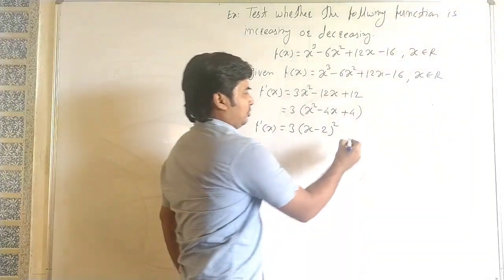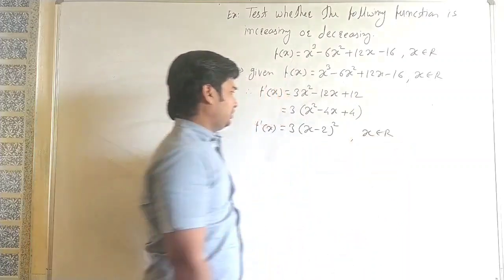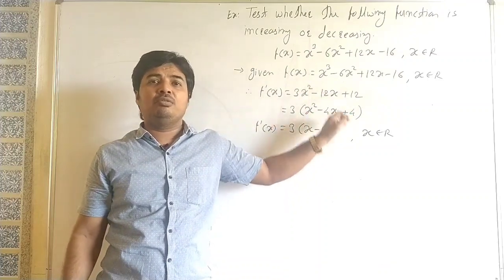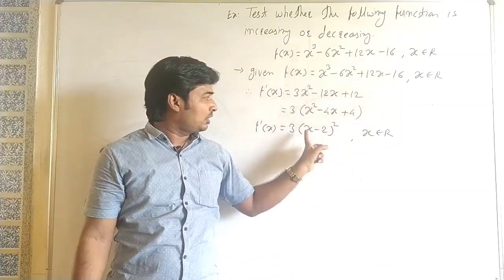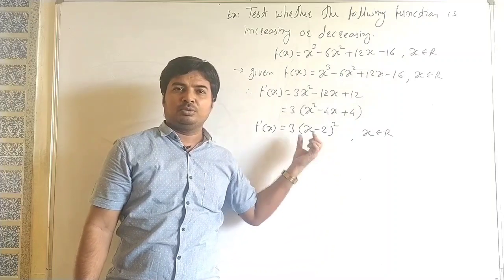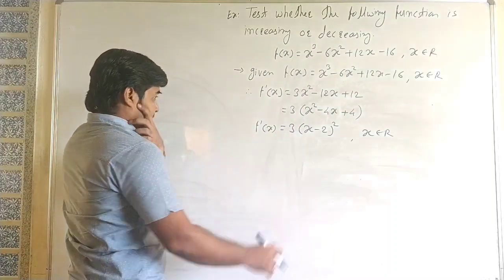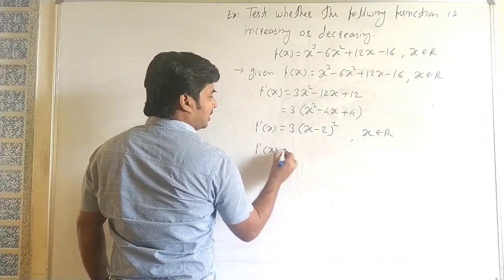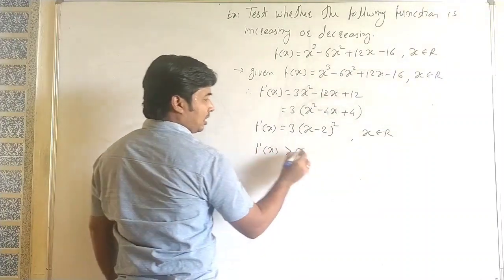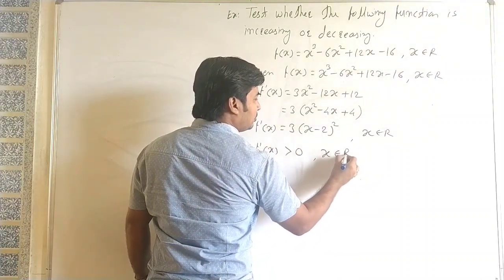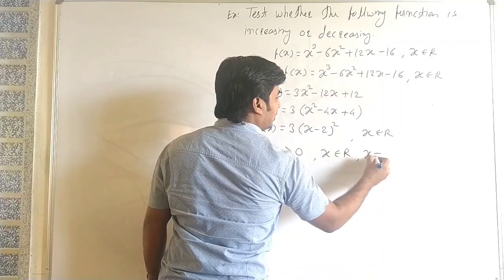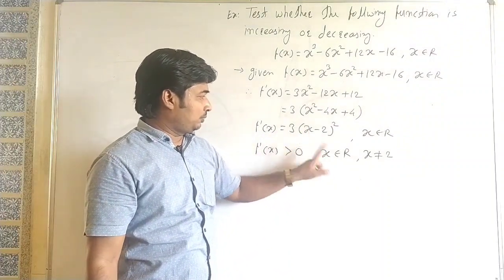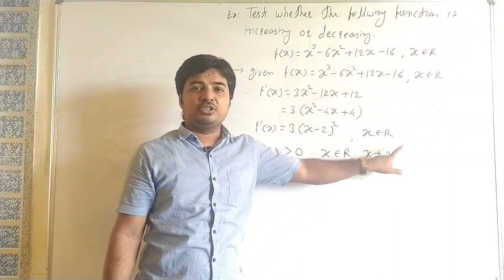Now, for x belonging to the real numbers, any real number, (x minus 2) whole square is a square. A square is always non-negative. The square of every real number is non-negative. Therefore, here f dash of x is greater than 0 for all x belonging to the real numbers except x equal to 2, that means x belongs to R when x is not equal to 2.